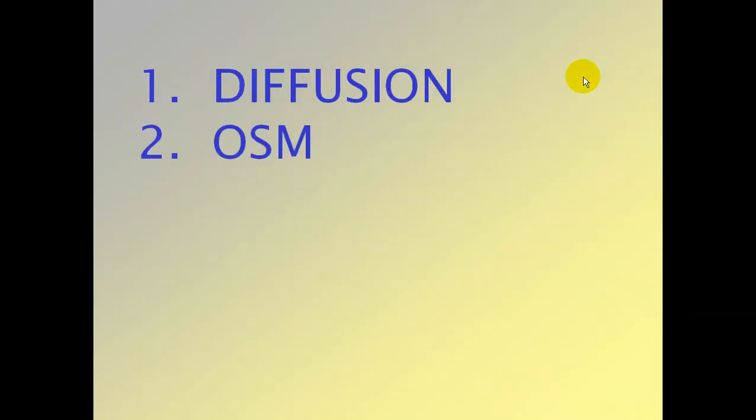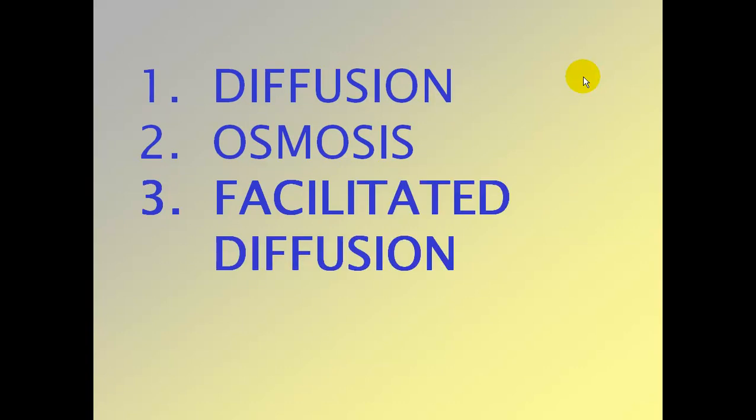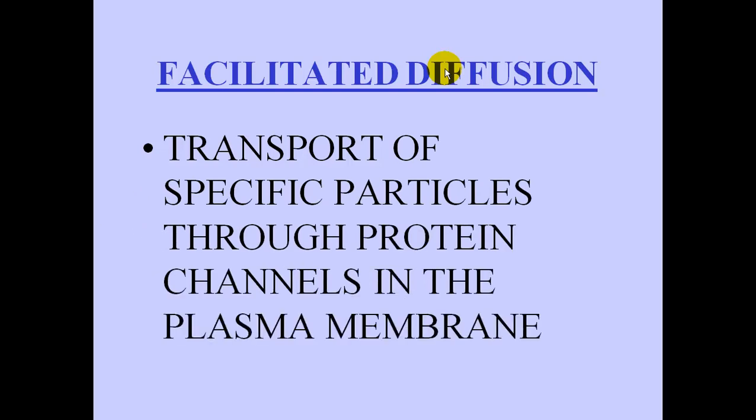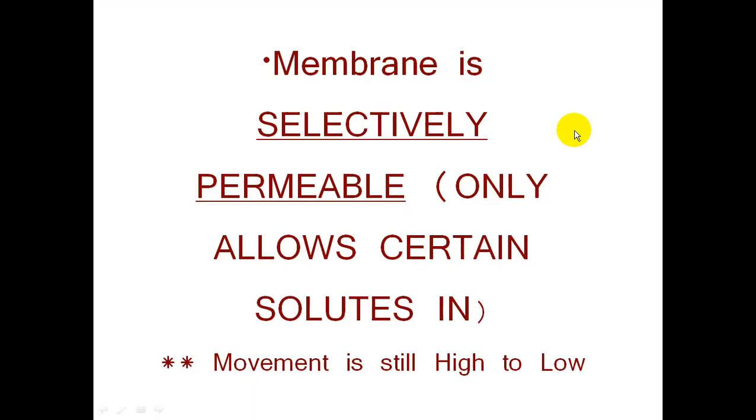Okay? The last type of passive transport that I want to talk about in this podcast is facilitated diffusion. Facilitated diffusion is the transport of specific particles. So we're talking about something specific that has to go through proteins that are in the membrane. We drew those proteins in our diagram. Now we're going to have things going through those proteins to get into the cell. That's facilitated diffusion.